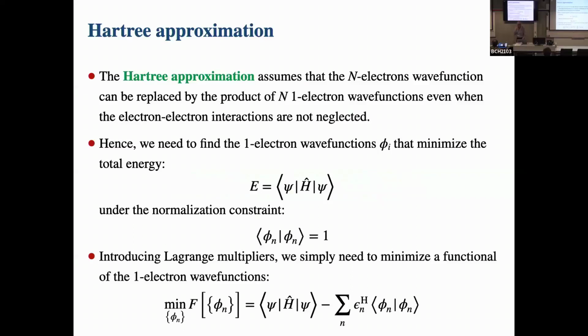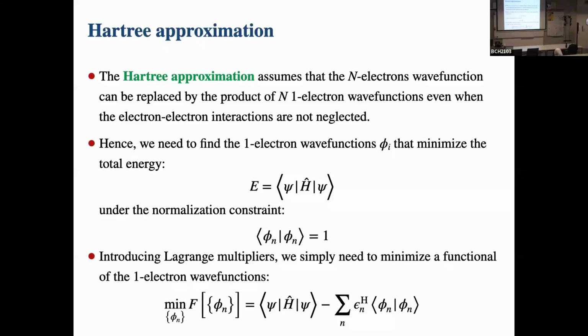So the simplest approach that we have is the so-called Hartree approximation, where we are assuming that the n-electron wave function can be replaced by a product of one-electron wave functions, despite the fact that we still have some electron-electron interaction. So if there were no electron-electron interaction, in that case, it would be exactly as I was showing before. I could replace my n-body wave function by a product of n one-electron wave functions. Here, I'm making the approximation that this is the case, okay?